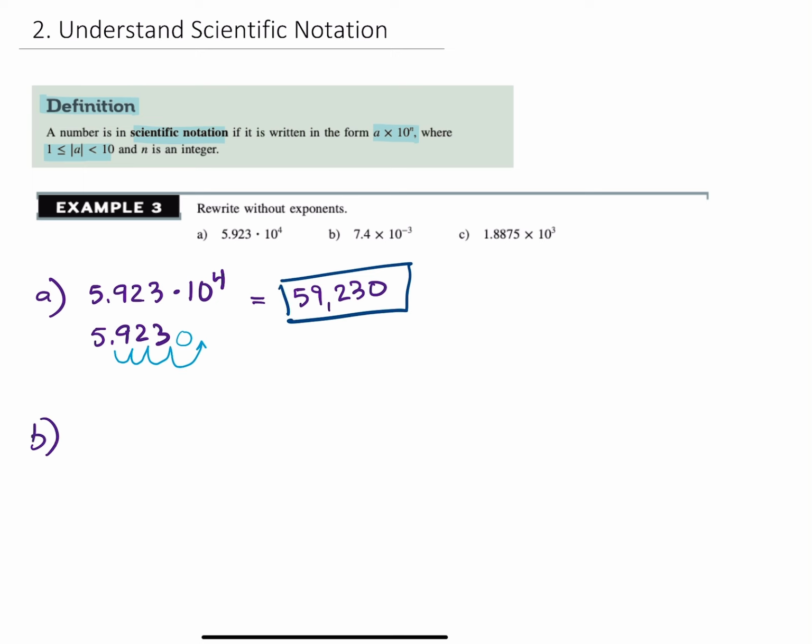For part B, we have 7.4 times 10 to the minus third. So I'll take that 7.4, I'm multiplying by a negative exponent, so that means this decimal place will move to the left 3 places. So 1, 2, 3. I get 2 extra places to fill in with zeros. So this will be equal to 0.0074.